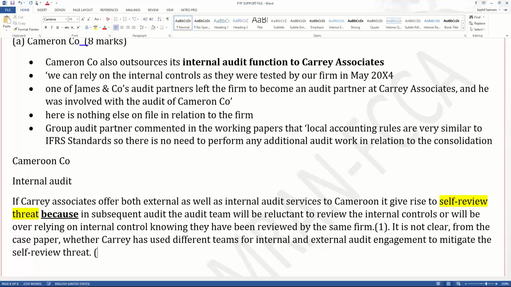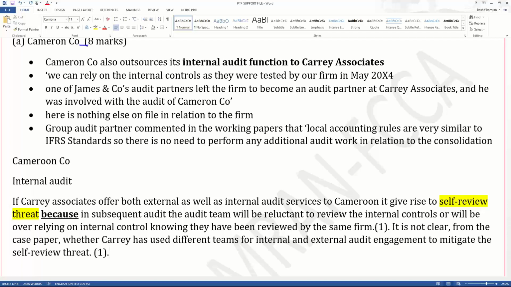So this is a sort of action I'm telling the examiner, but I'm not recommending they should use a different team. I'm saying it's not clear whether they have used it or not. So I'm giving a hint to the examiner that an ideal safeguard for a self-review threat is to have different teams, but whether they have used it or not, I'm not commenting on it. Full stop, and you come to the next paragraph.